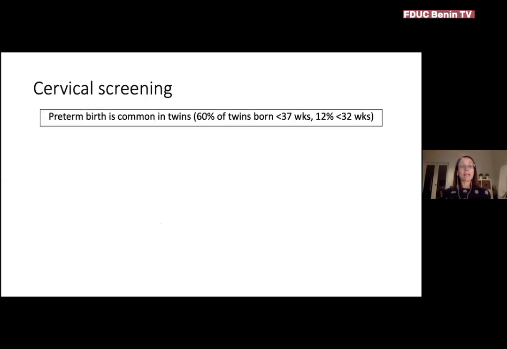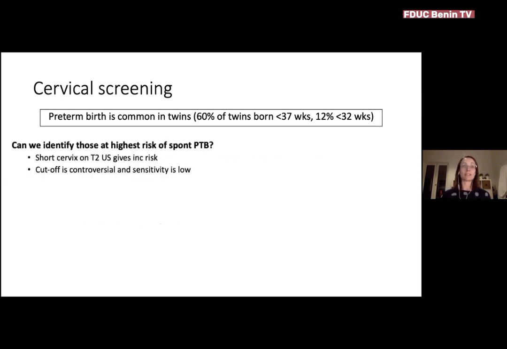The next thing we can look at in the second trimester is the cervical length. And just because we can look at something doesn't mean that we should. So I'll give you all the information here before you decide whether you should be measuring the cervical length in twins. We know that preterm birth is really common, and the question is, are we able to identify those at highest risk of spontaneous preterm birth?